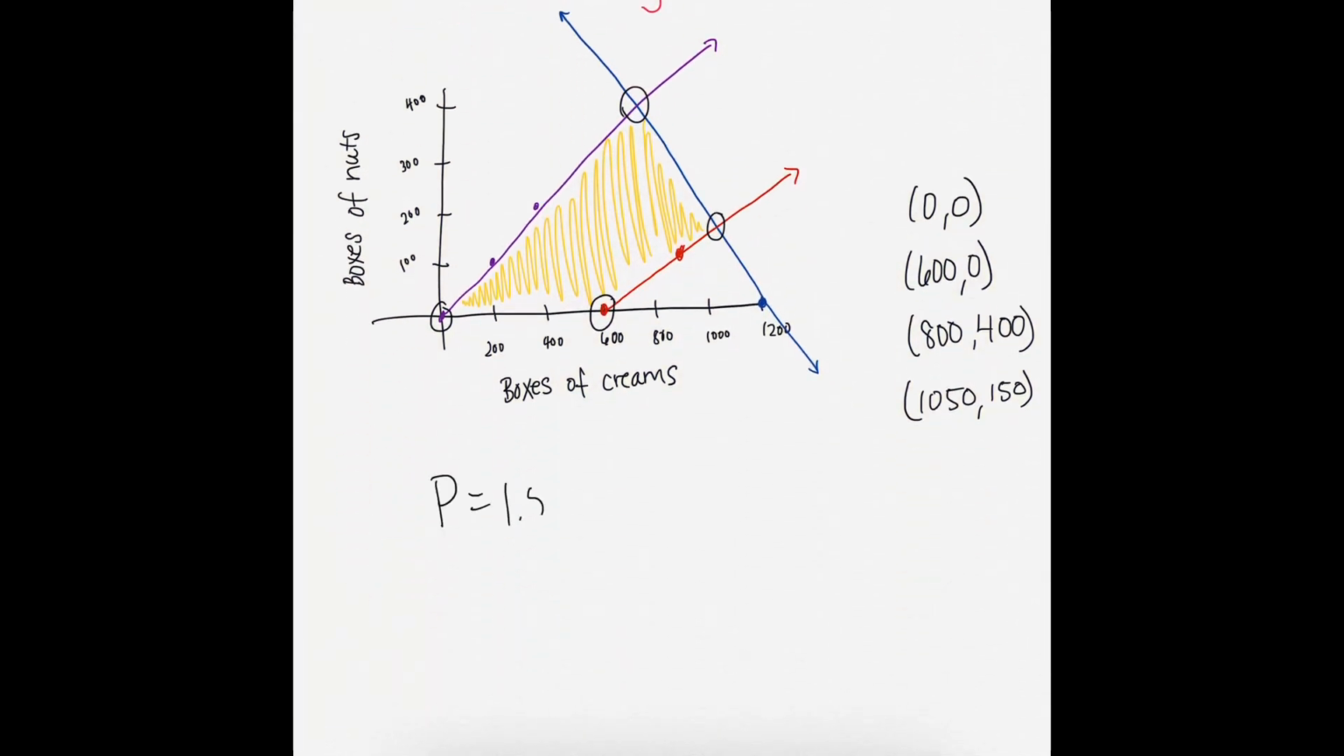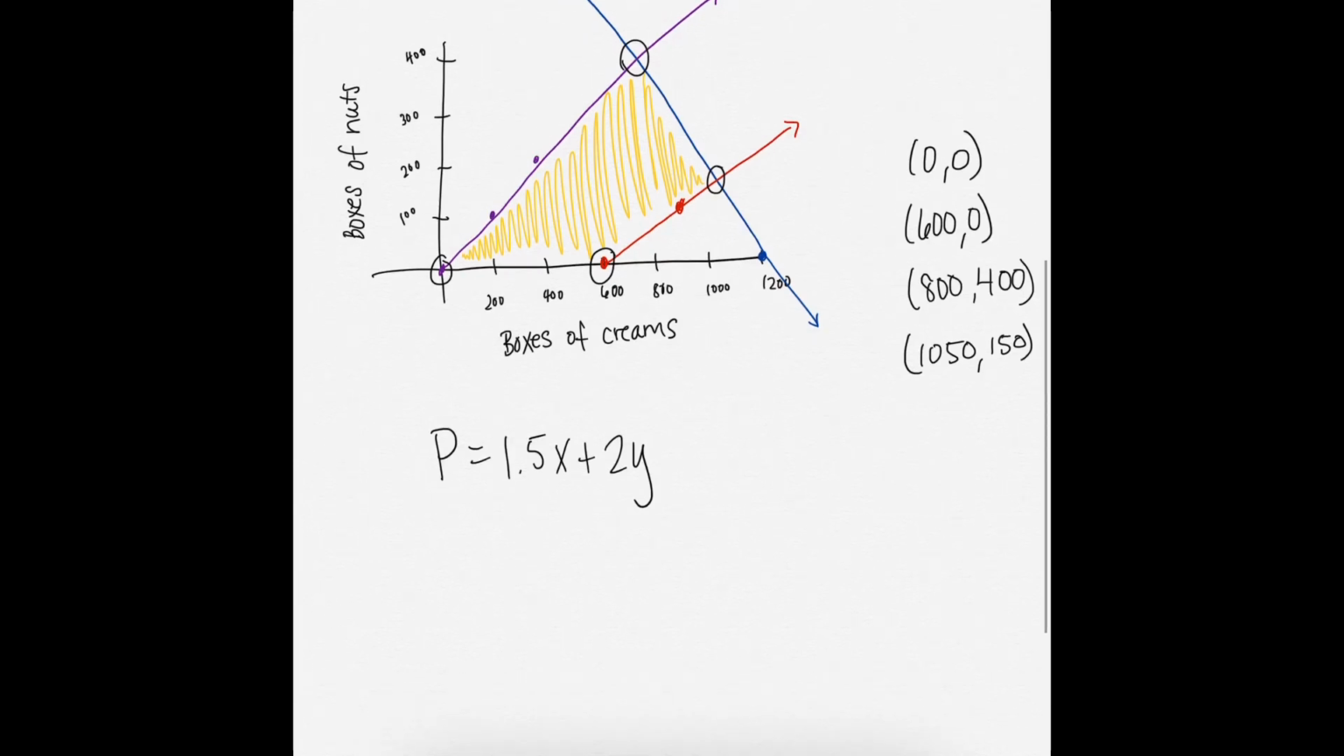Our objective function was p is equal to 1.5x plus 2y. I just dropped the extra zeros; we don't need those. Plugging each one in, I'm just going to give the solutions. So 0, 0 obviously gives me 0. No good. My next one is 600 and 0. When I plug those in, 1.5 times 600 plus 2 times 0 gives me 900 profit.